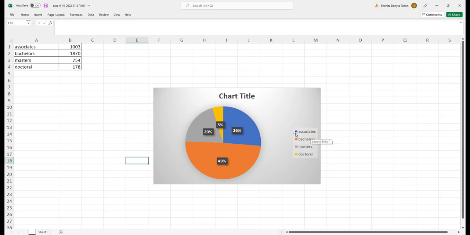It's all in color, so the blue is the associate's, which is 26%. The master's in gray is 20%, and the bachelor's is 49%. That's the orange.